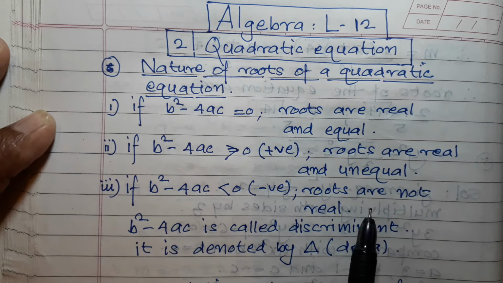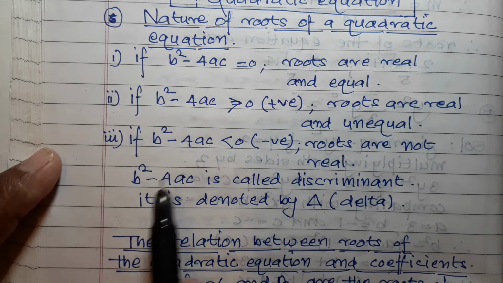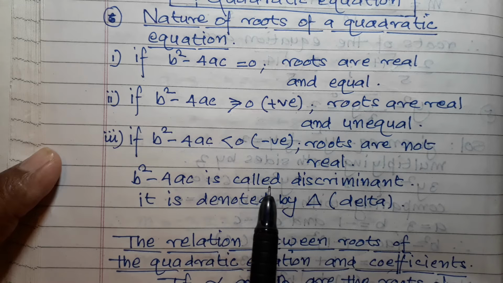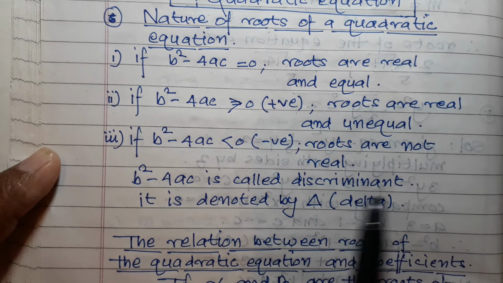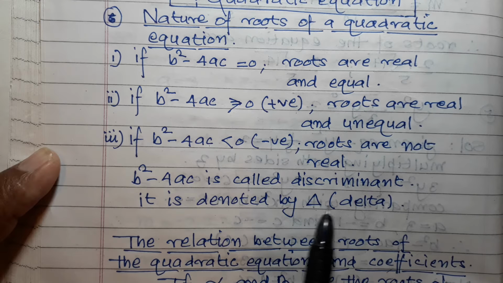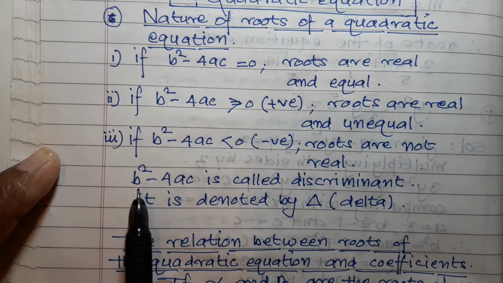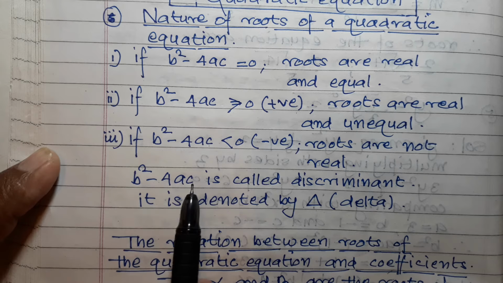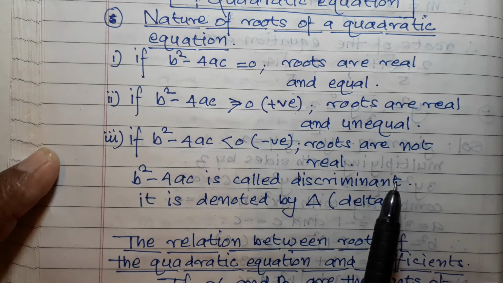Okay, now in this case you remember one thing, b square minus 4ac is called the discriminant, and this discriminant is denoted by a triangle and it is called delta. So delta, this triangle, is equal to b square minus 4ac and it is called the discriminant.